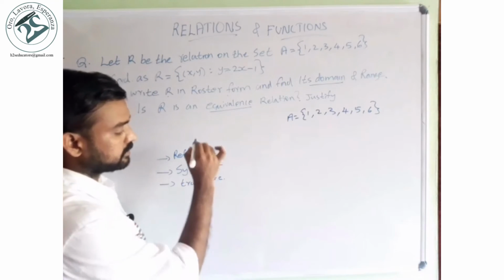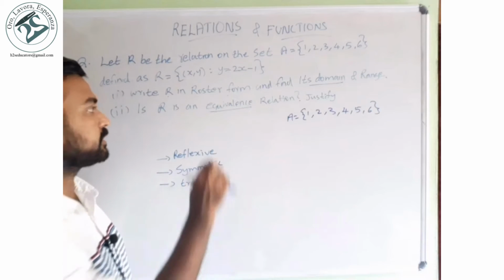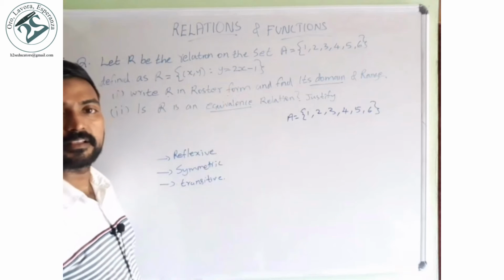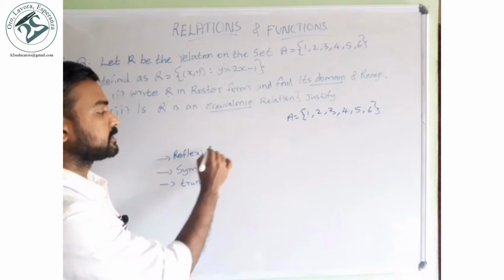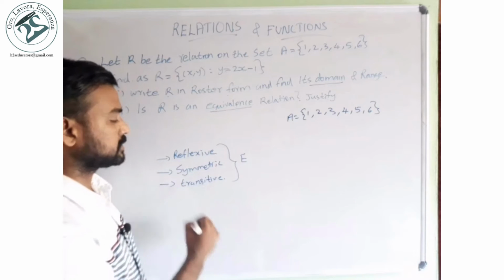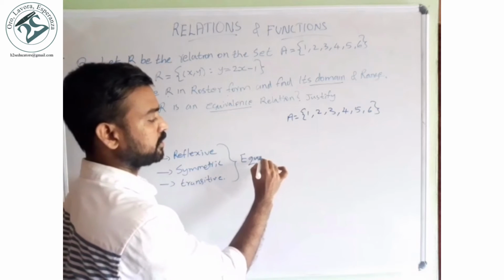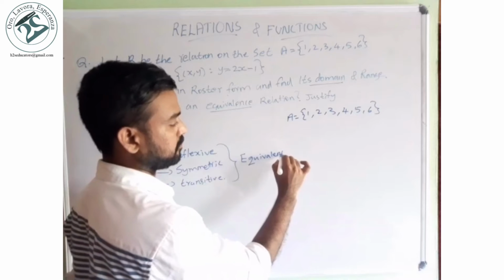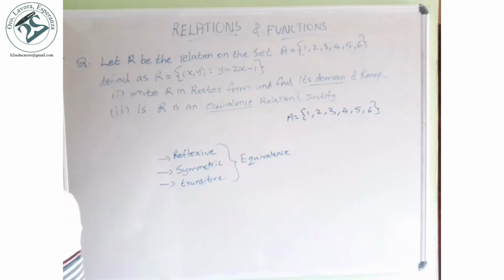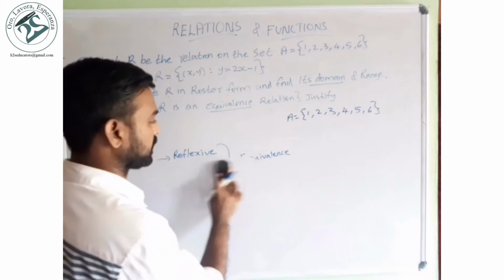If these three relations are satisfied in the set A according to this relation, then we can say it is an equivalence relation. So if these relations are satisfied, it will be known as an equivalence relation. So we are going to check the first relation, the reflexive relation.